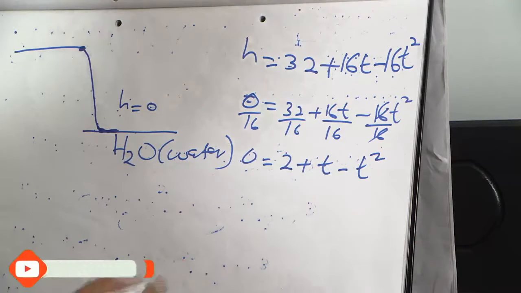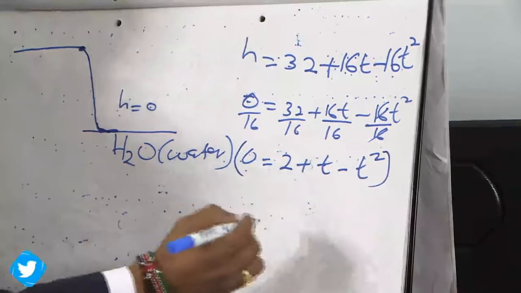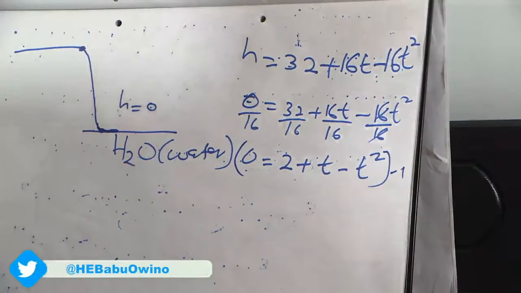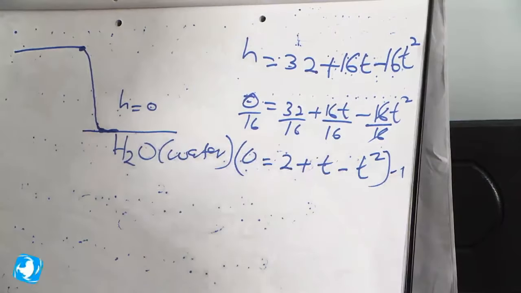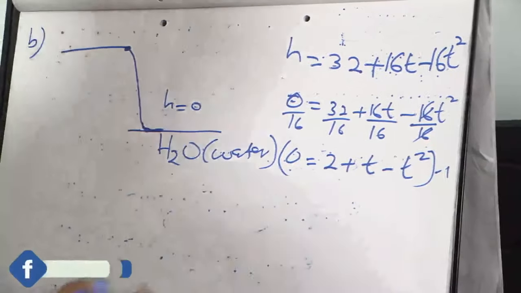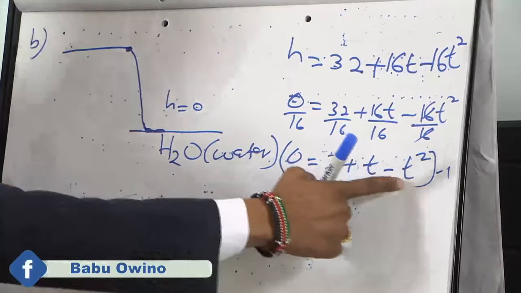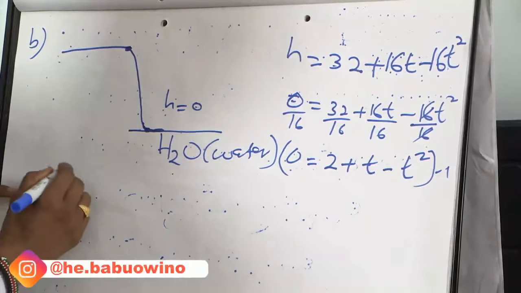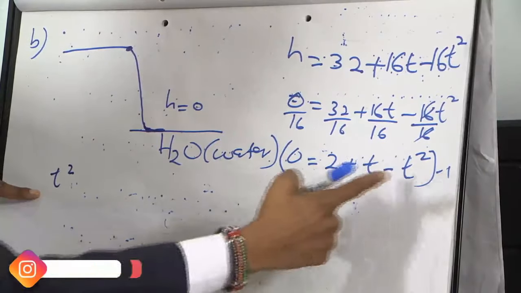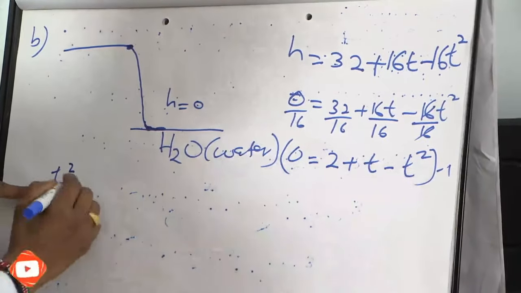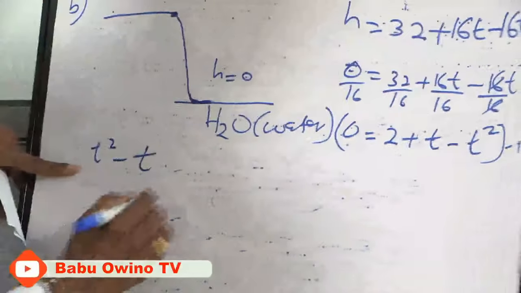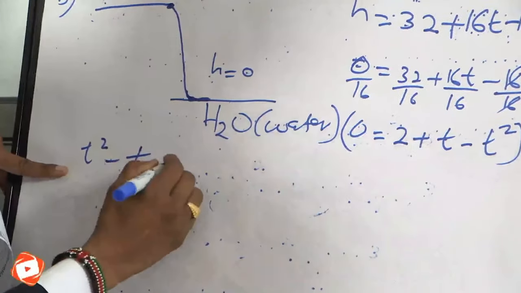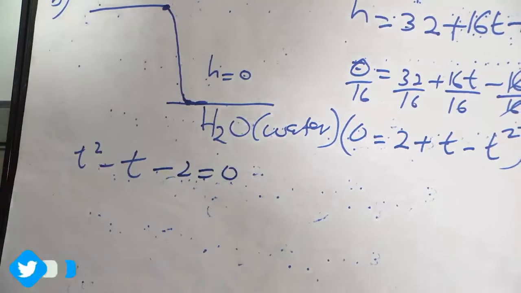So from here, we can multiply all the values by -1 so that at least we start our equation with the highest power of t, which is t squared. So when you multiply this by -1, you get t squared. You multiply -1 times t, you get minus t. Then -1 times 2, you get -2 equals 0.